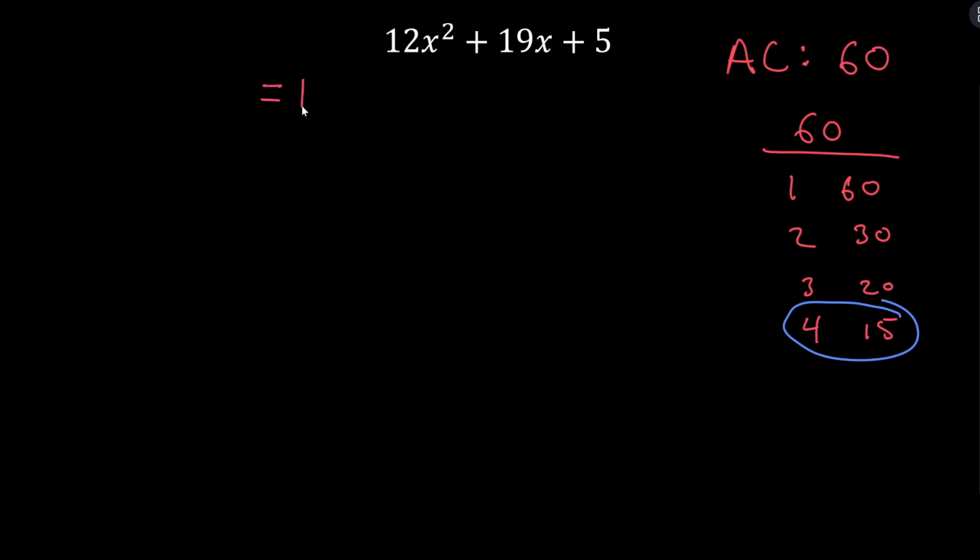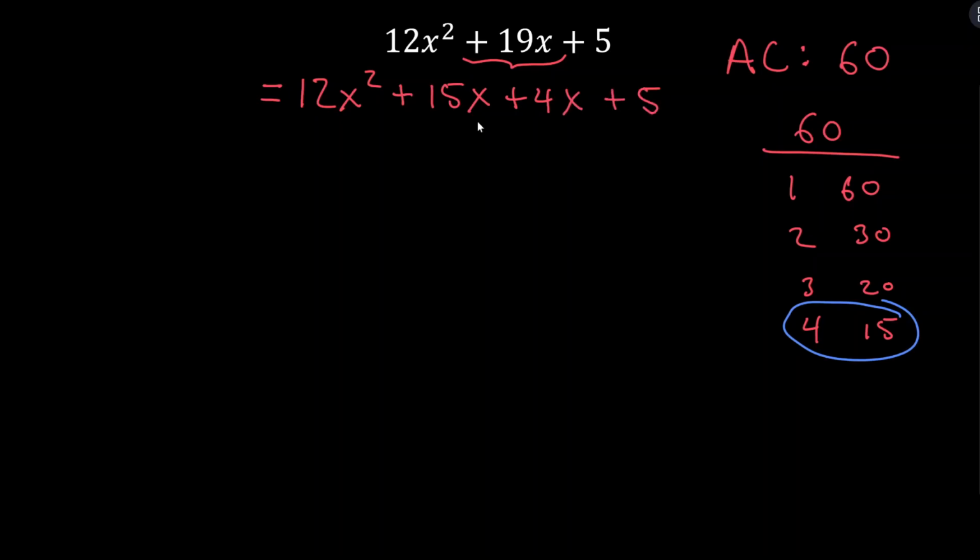And so now we can rewrite this and expand out the 19x. A question I get a lot is, how do we know whether to put plus 4x plus 15x or plus 15x plus 4x? The answer is it doesn't matter. Either way you do it, it'll work. So let's try both in this example, and then I'm never going to do both again. I'm just going to pick one from here on out, but I do want to do both just to show that they both work.